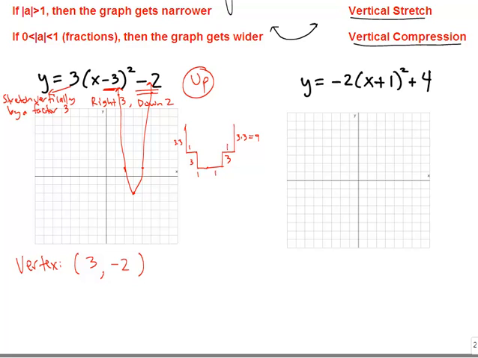And my V here is a little bit pointy. It should be more rounded, like a U shape. Okay, so there's our new parabola.